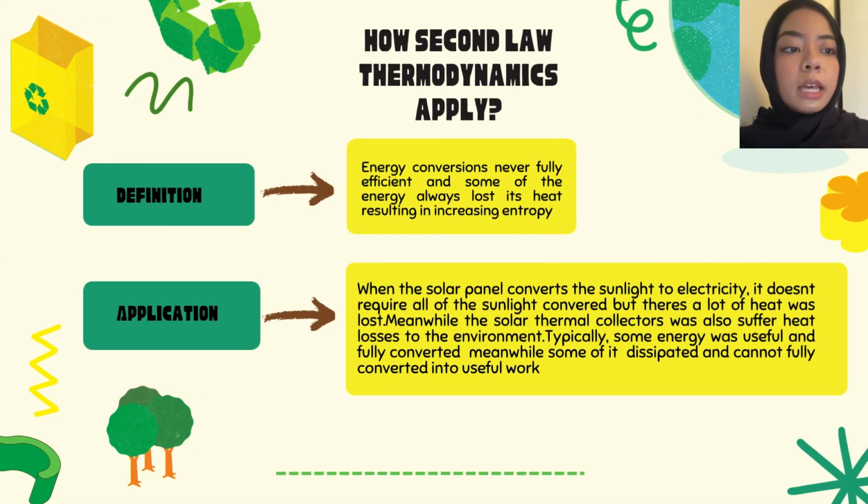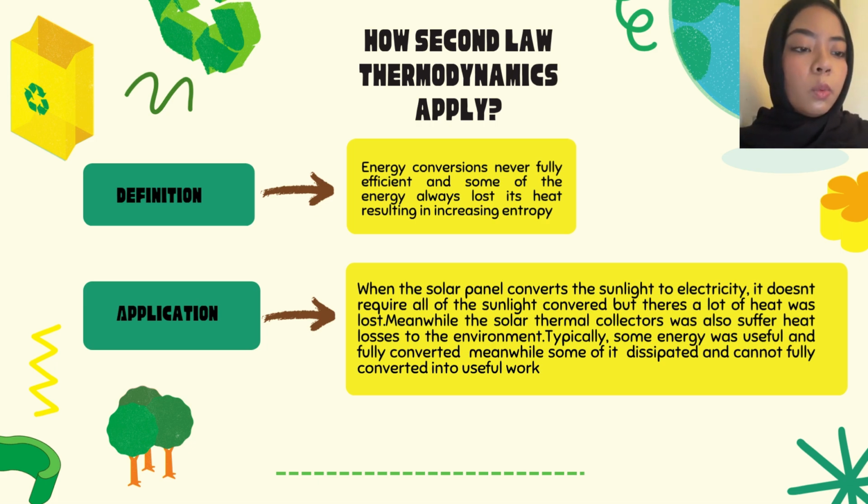Now, how was the second law of thermodynamics applied to solar energy? First of all, the definition of the second law of thermodynamics is that energy conversion is never fully efficient and some of the energy is always lost as heat, resulting in increasing entropy. The application of the second law is when the solar panel converts sunlight to electricity, it cannot convert all of the sunlight, and a lot of heat is lost.